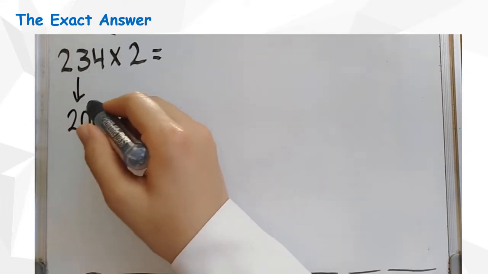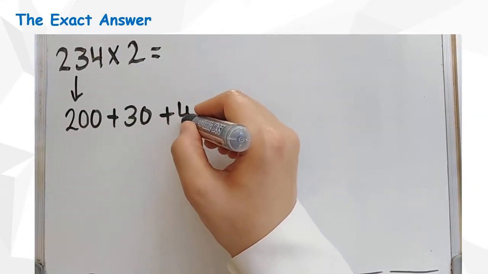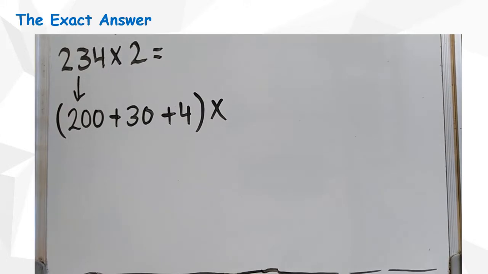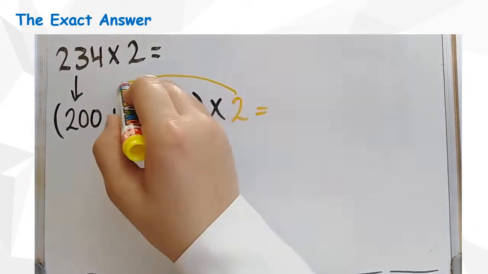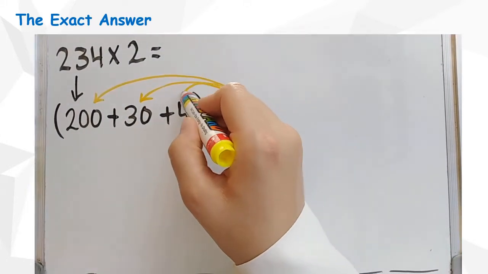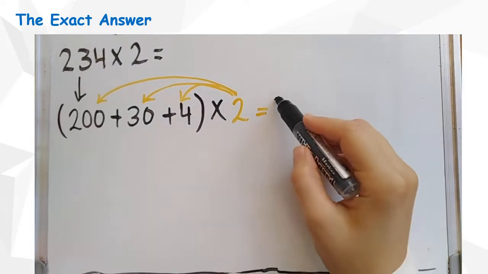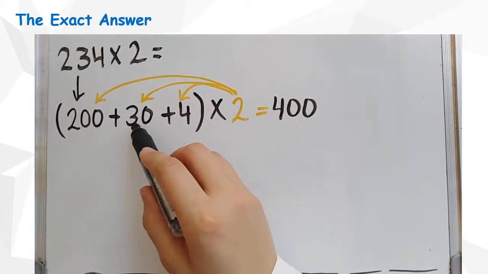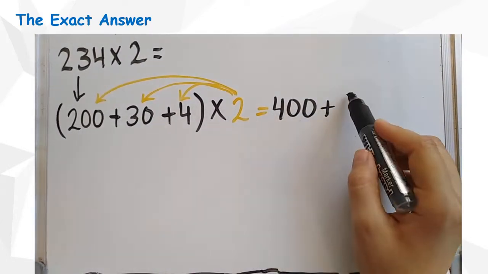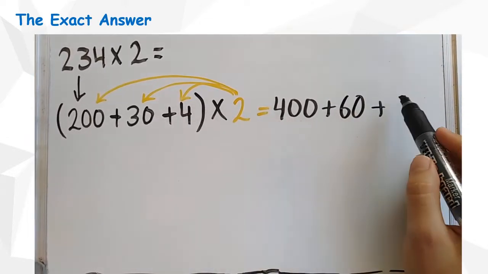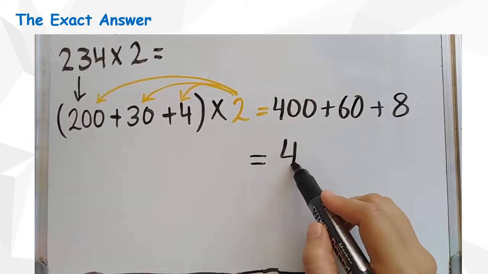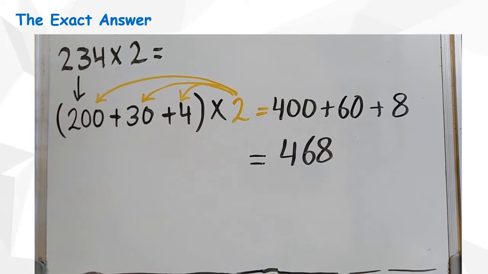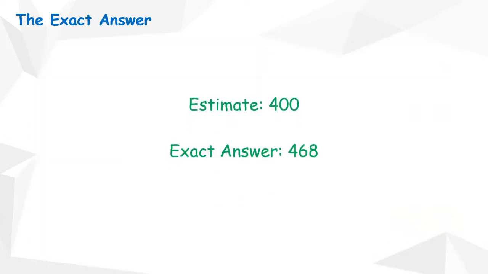First, I'll start by partitioning 234. Then I will multiply each part by 2: 2 by 200, 2 by 30, and 2 by 4. 2 by 200 is 400, 2 by 30 is 60, and 2 by 4 is 8. Now add these three together. The answer is 468.